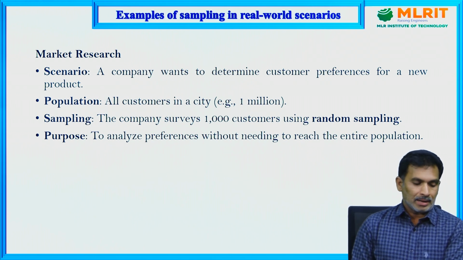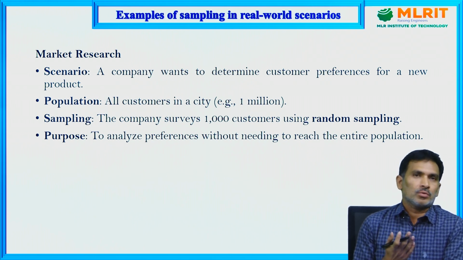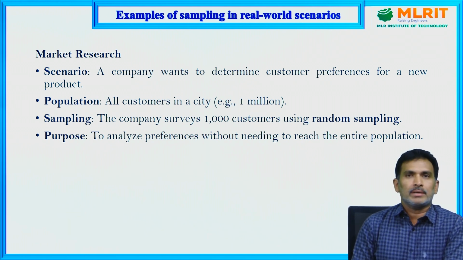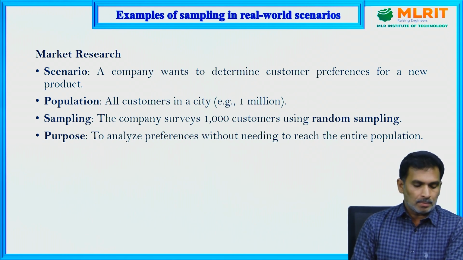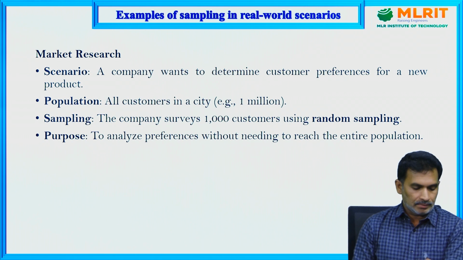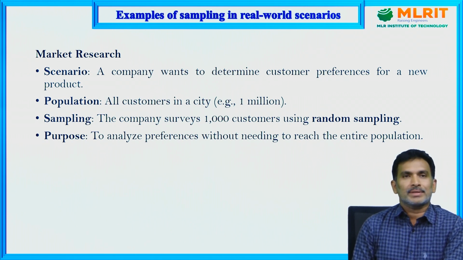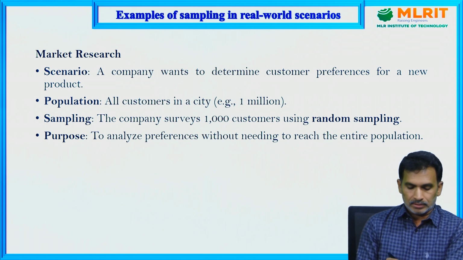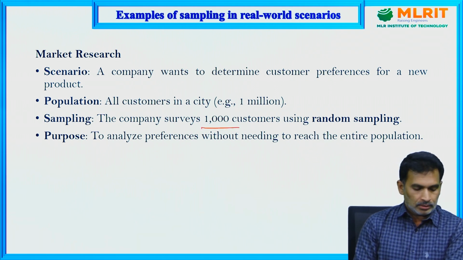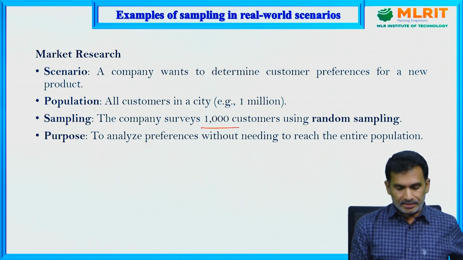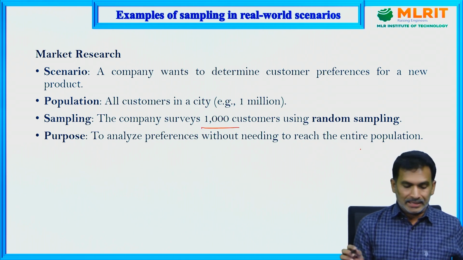Like market research, the scenario would be a company that wants to determine customer preferences for a product. Here the population is all customers in a city, for example 1 million customers, and we perform the sampling: the company surveys 1000 customers using simple random sampling. The purpose is to analyze the preferences without needing to reach the entire population.